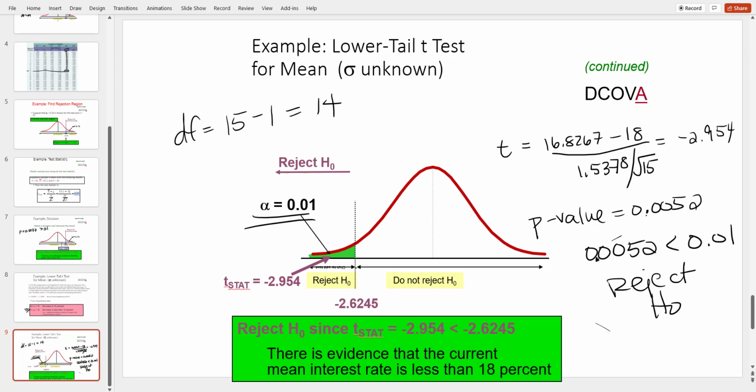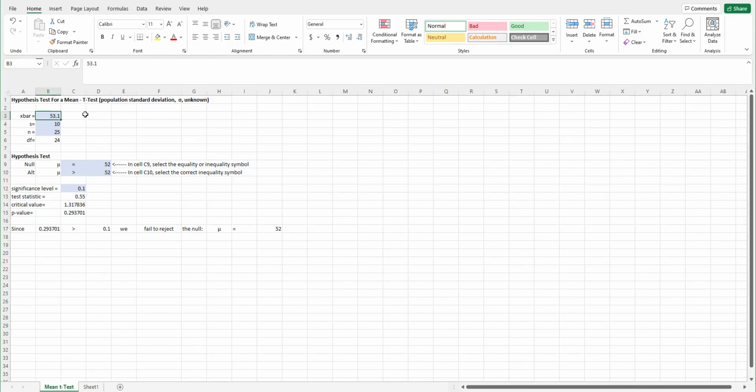Now let's go ahead and use my template. I'm going to put in all of my information in here. My standard deviation 1.5378, and we had 15 for the sample size, and this was 18. This is 18. And this time I'm going to change the inequality in the alternative hypothesis to less than, and I'm going to change my level of significance to 0.01. So you make sure you fill out everything in the blue boxes.